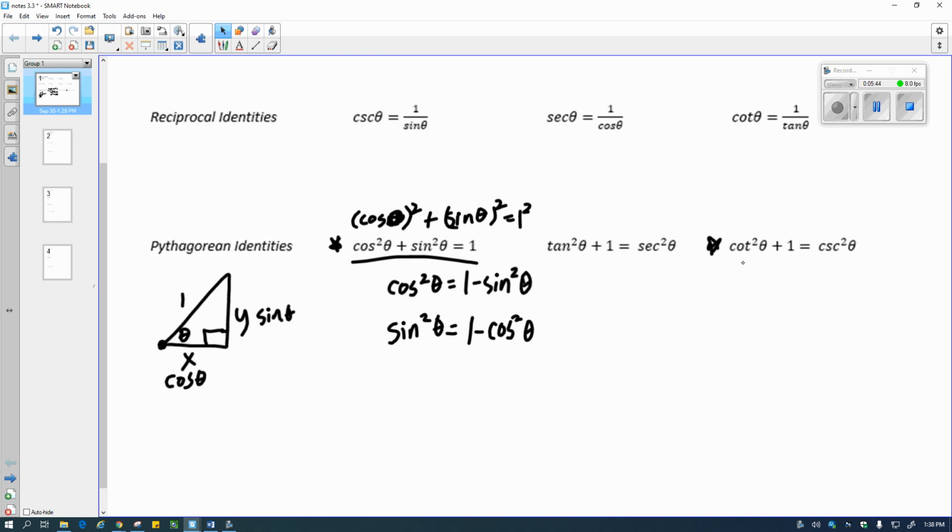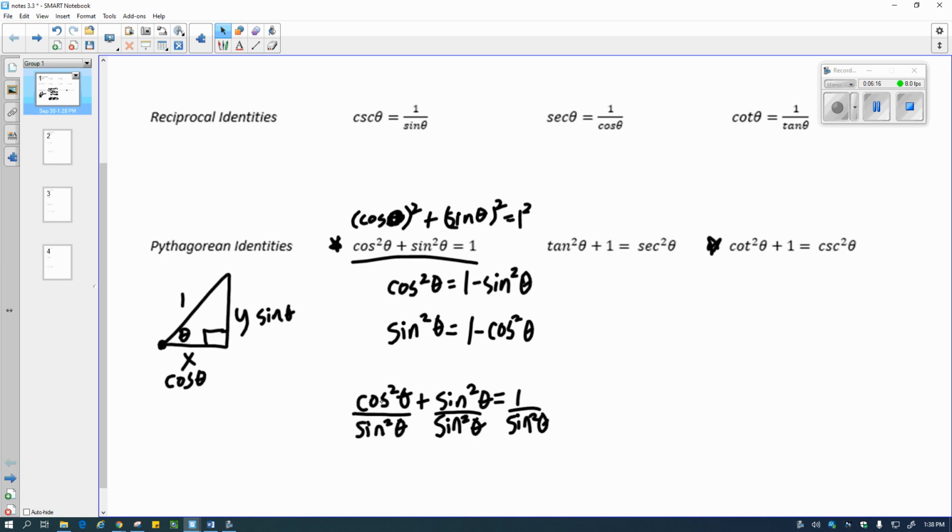is they divided everything in the original by sine. So they wrote cosine squared, I'm going to jot that down, they wrote cosine squared plus sine squared equals 1, and they divided everything by sine squared. And hopefully you'll see this kind of come together.